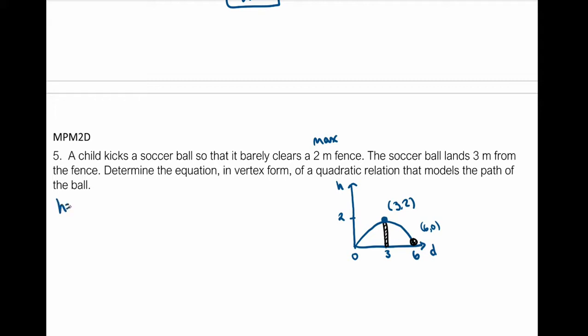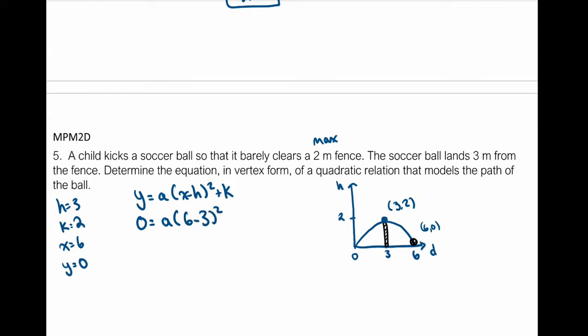So I know my h is 3, my k is 2, my x value is 6, and my y value is 0. Plugging this all in, same idea as before: y equals a times (x minus h) squared plus k. Plug in all my variables and solve for a. 0 equals a times (6 minus 3) squared plus 2. 0 equals a times 3 squared plus 2. 0 equals a times 9 plus 2.